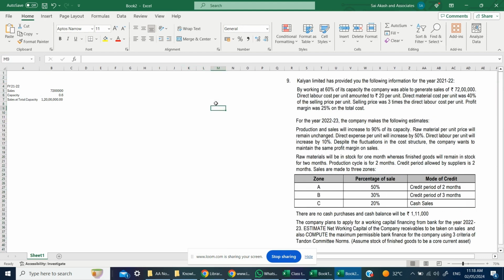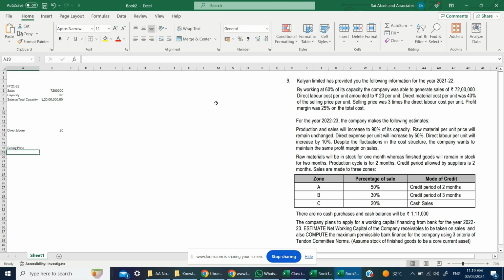Next, the cost sheet is given. Direct labor cost per unit is rupees 20. So if I take down direct labor, it is rupees 20 per unit. Direct material cost per unit was 40% of the selling price per unit. Selling price was 3 times the direct labor cost. Okay, so selling price was given.